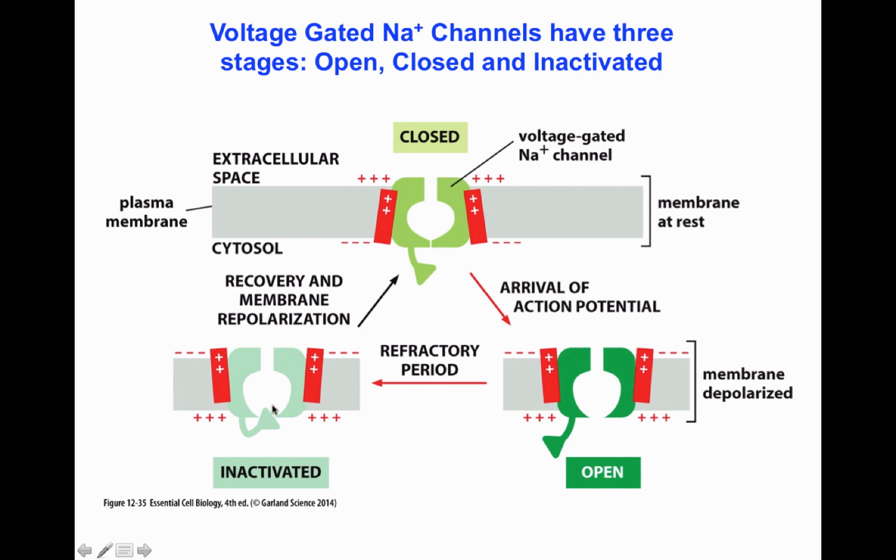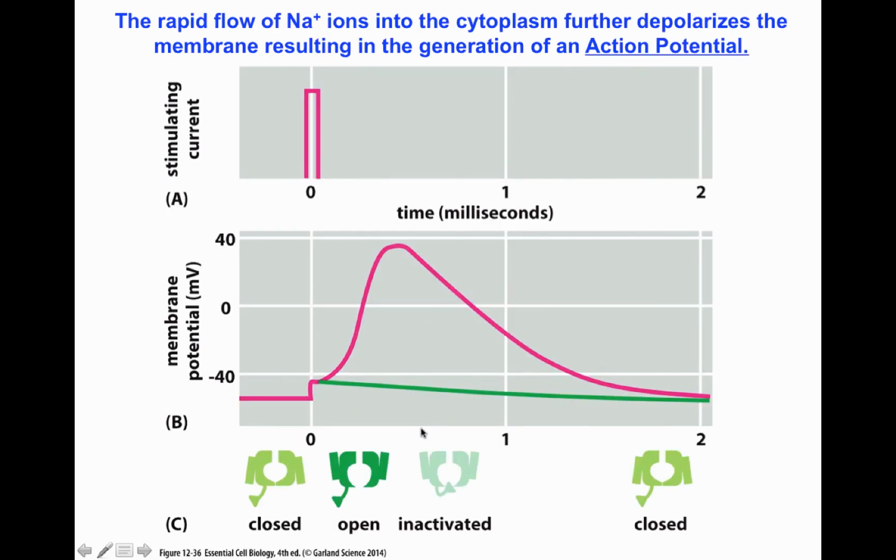When the membrane is repolarized, the channel goes back to its closed conformation. So you have a channel that is able to move back and forth between these three different stages. So let's look at how the stages of the channel are reflected within the action potential.